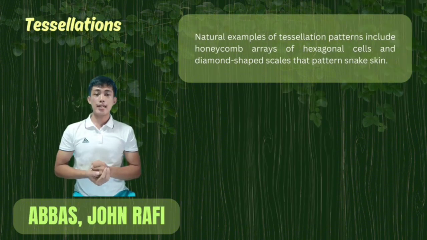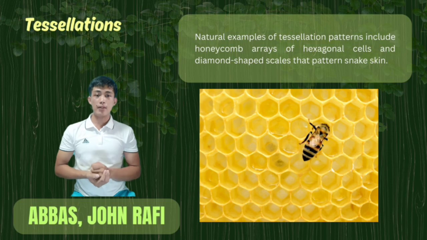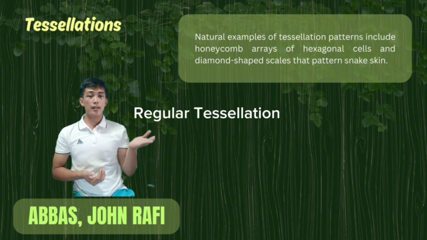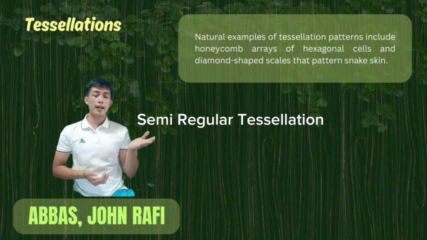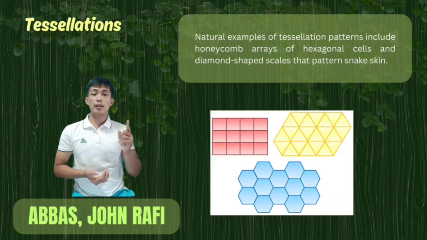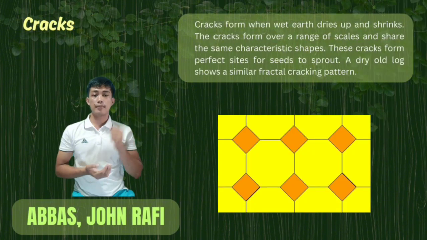Tessellation. Tessellation is an example of repeating patterns wherein shapes fit together in a way that leaves no space in between. Tessellation has two types: regular tessellation and semi-regular tessellation. The only difference is that regular tessellation requires one type of polygon, while semi-regular tessellation requires two or more types of polygon.